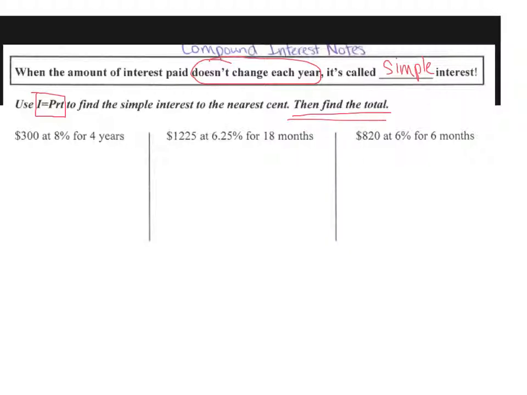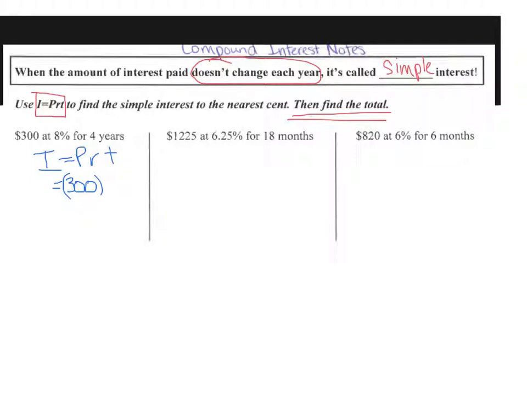The I is the interest, P is the principal or the initial investment, R is the rate, you have to change it to a decimal, and T is the time. So we're going to start with our first example. I equals PRT. Write your formula. I is the interest. We don't know how much interest we have right now, but we know that our principal is $300. So underneath the letter P, I'm plugging in 300. That's the initial investment or the initial amount of a loan.